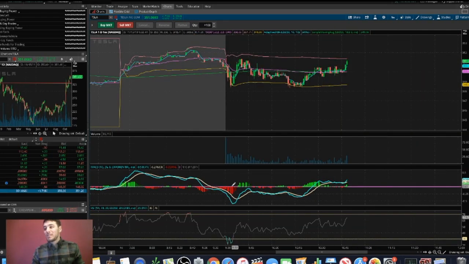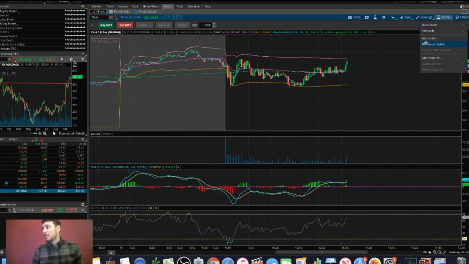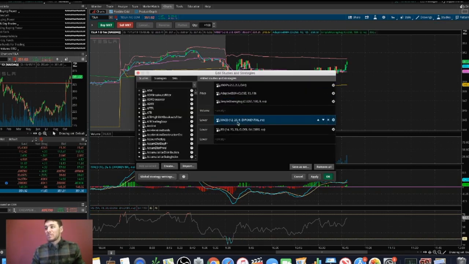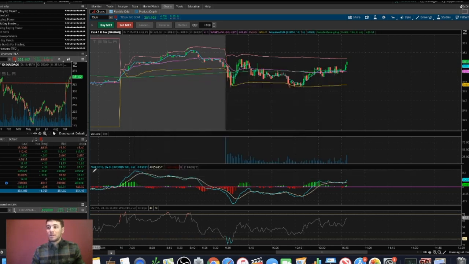The last two indicators that I have could be used together, and they both represent price strength. You have the MACD and the RSI. They're on the lower portion of my chart, right here.